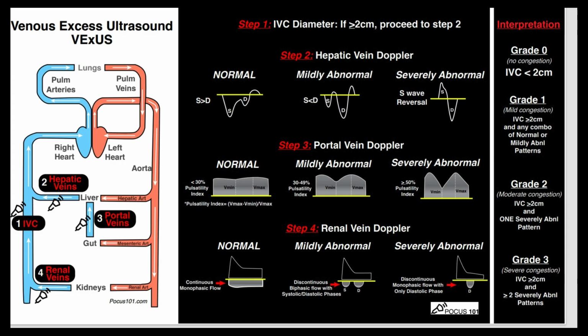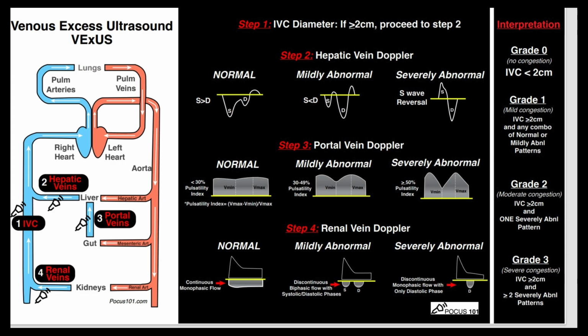So basically step one is look at the IVC. If the IVC is more than 2 centimeters, proceed to step 2. If it's less than 2 centimeters, then you probably don't have significant congestion of your organs. So that's quite useful. Do you understand? If the IVC is less than 2 centimeters, yes, fine, I can give some fluids if that's what you think you should do, and I wouldn't be too worried.